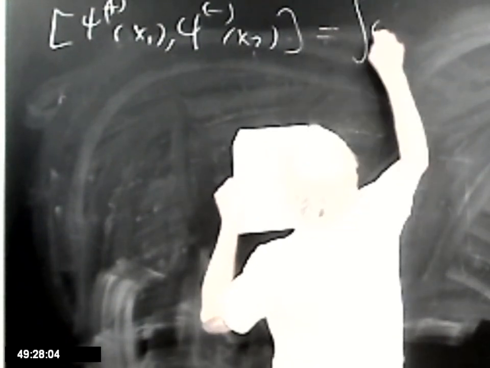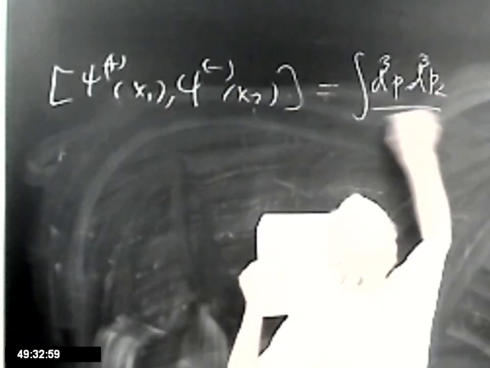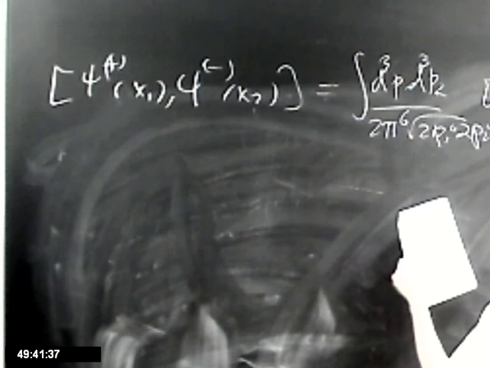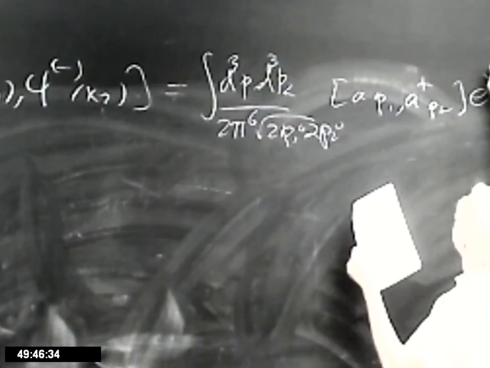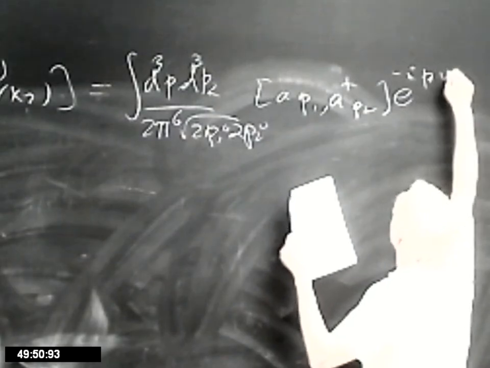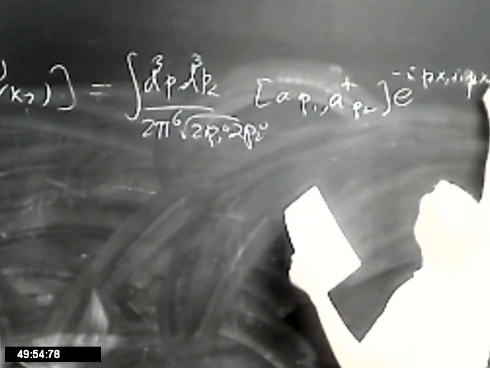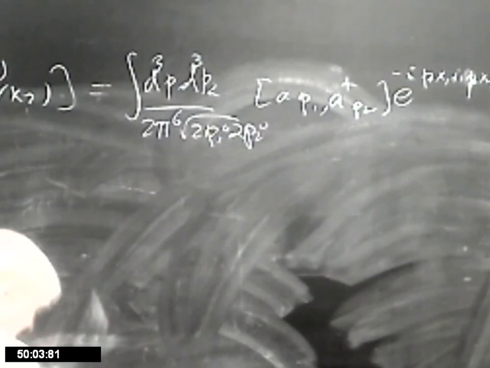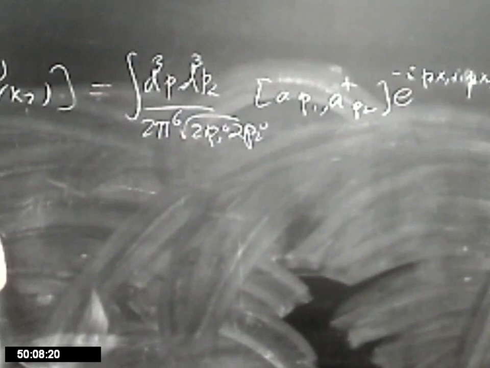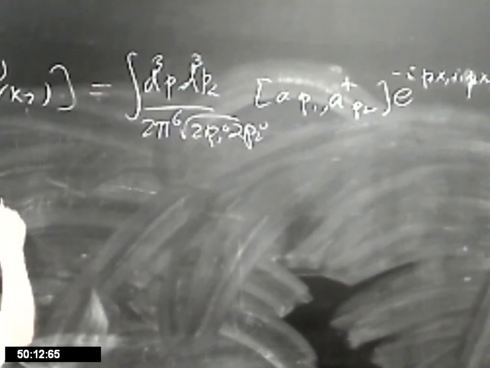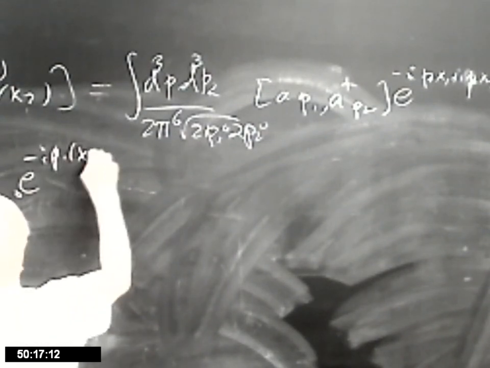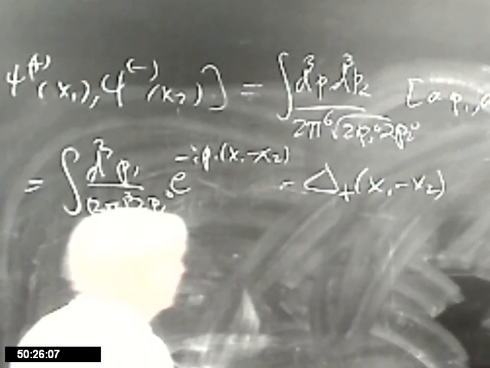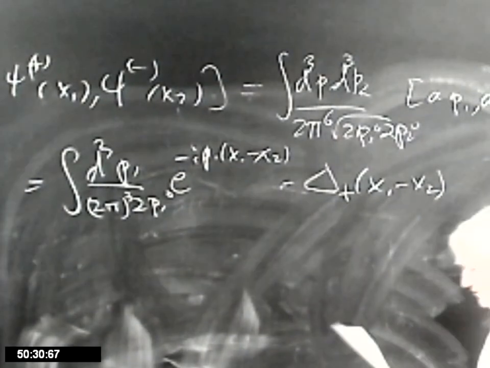Well, this will be the integral d^3p1 d^3p2 over (2π)^6 root 2p1^0 2p2^0 a_p1 a†_p2 e^(-i p1 x1 + i p2 x2). The commutator here gives you (2π)^3 delta function, and so what you get is the integral d^3p1 over (2π)^3 2p1^0 e^(-i p1 (x1 - x2)), and we call this delta plus of x1 minus x2. And I'm referring here to equation 0.24 in the notes.